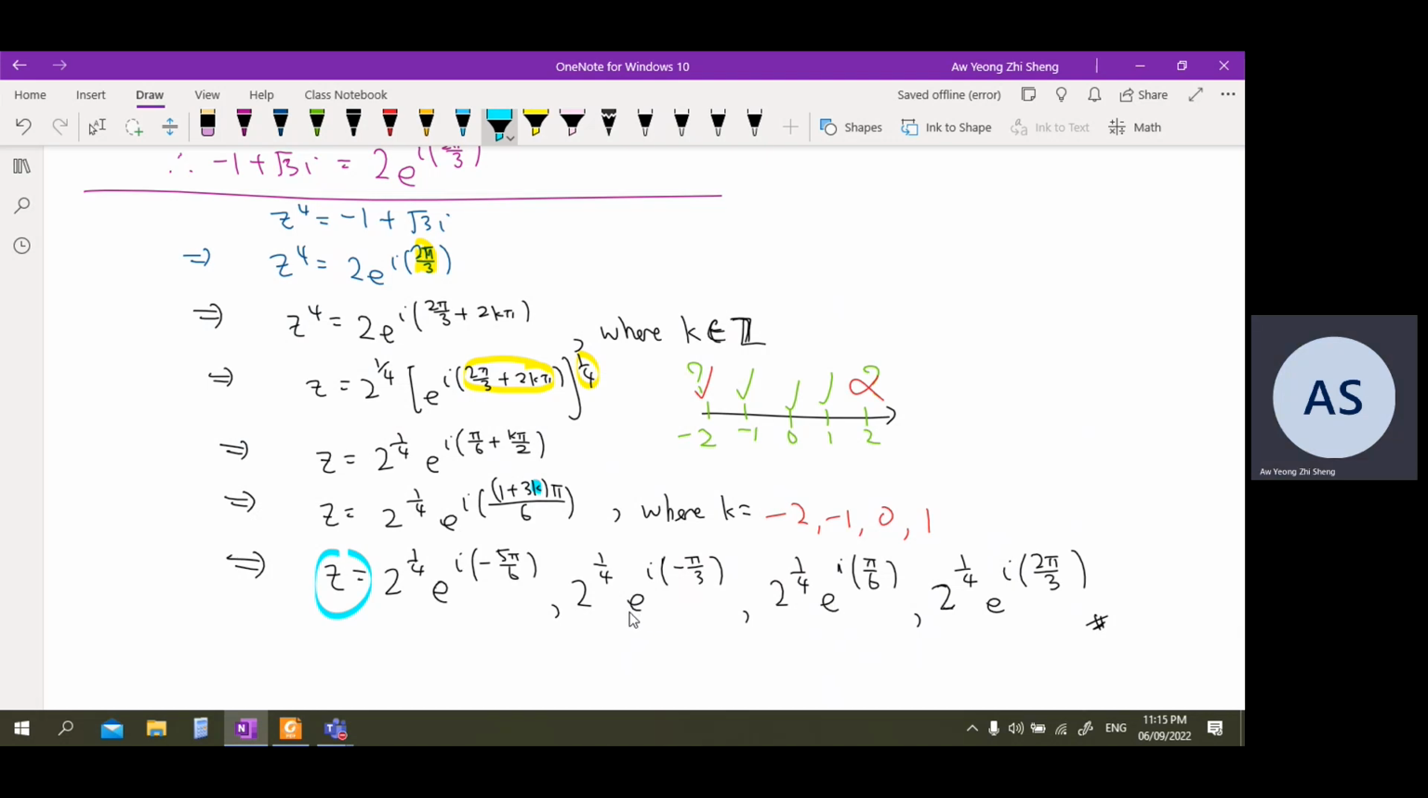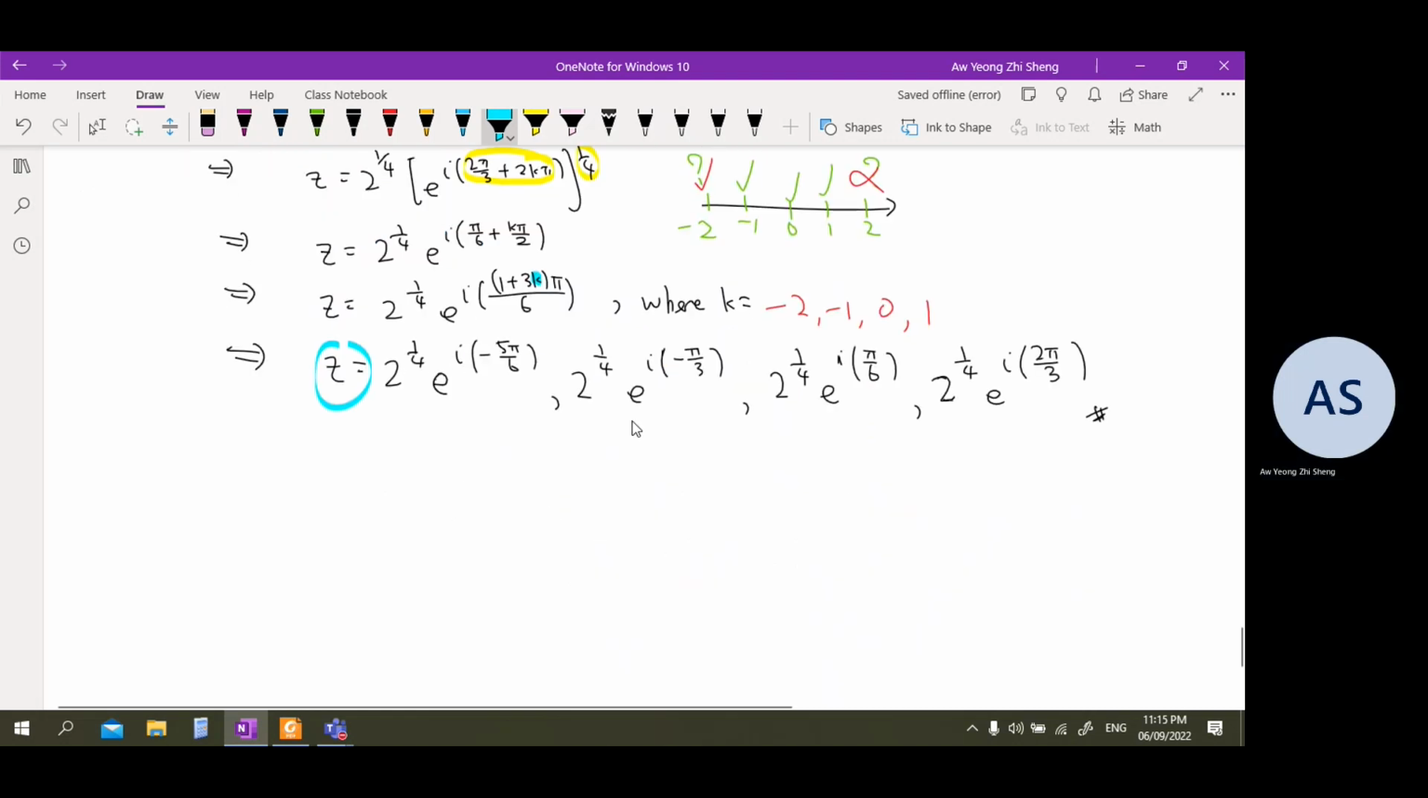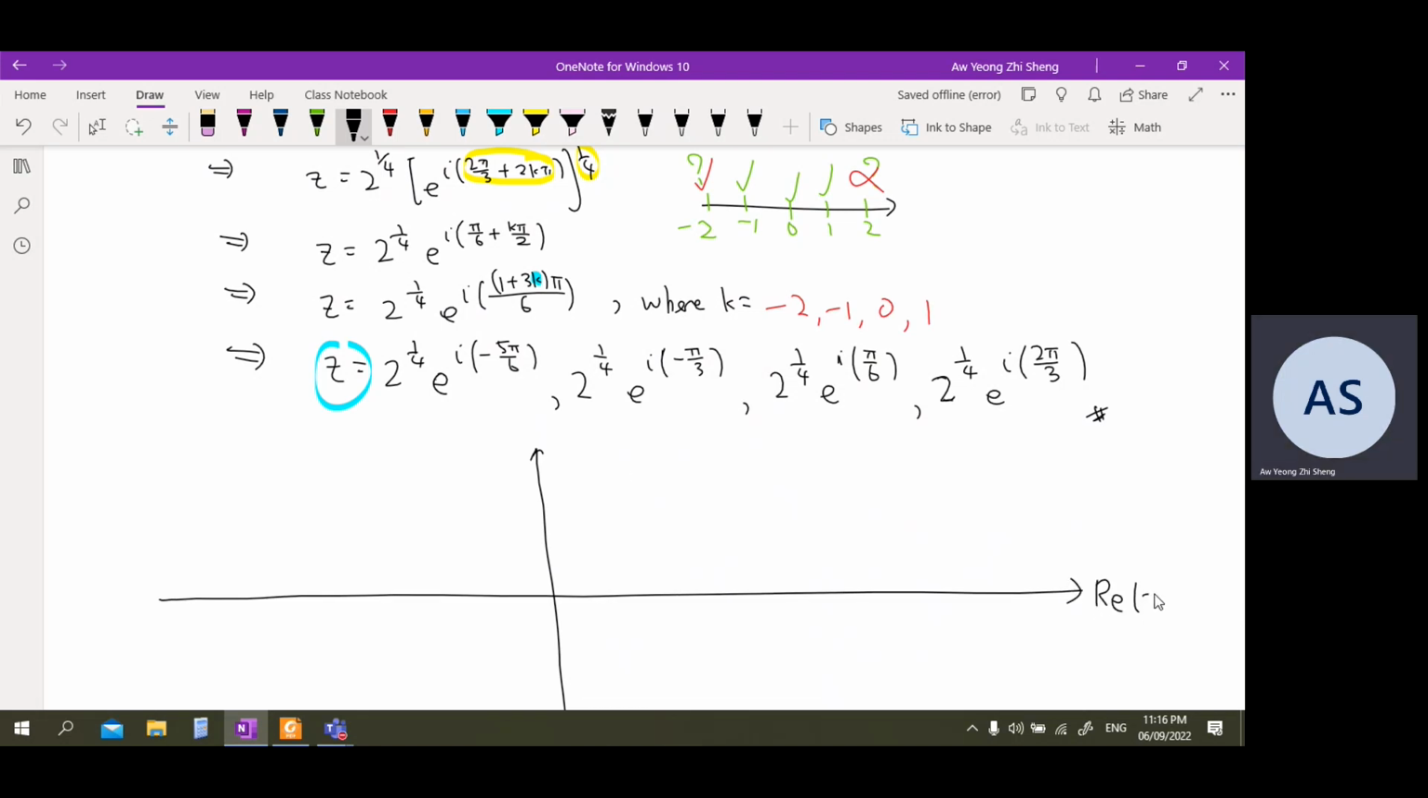Next task is to show the roots in an Argand diagram. When showing the roots in an Argand diagram, we will try to draw our diagram as accurately as we can, so that it will look nice, and later it will be easier for us to figure out what geometrical shape it will be. So we'll try to be as accurate as we can. When you draw the axes on paper, please use a ruler to draw.